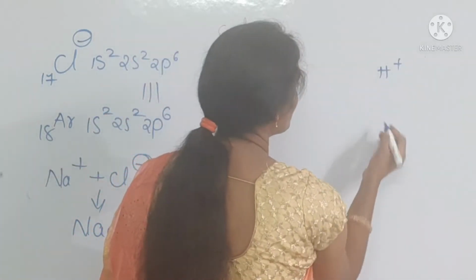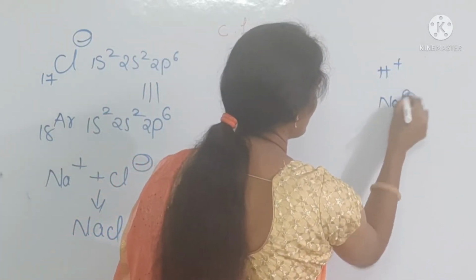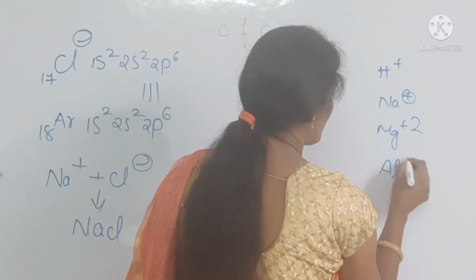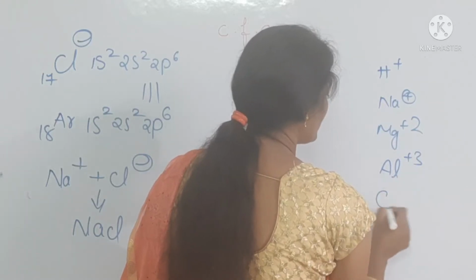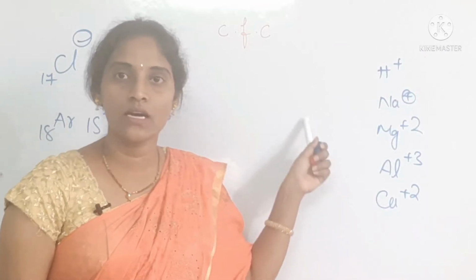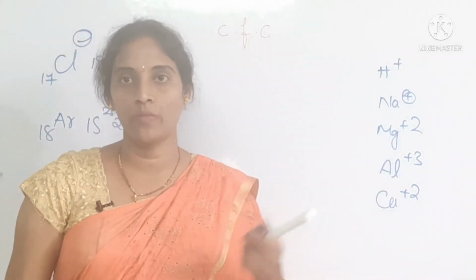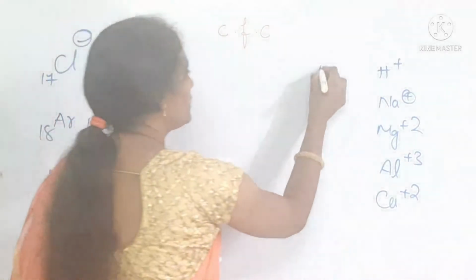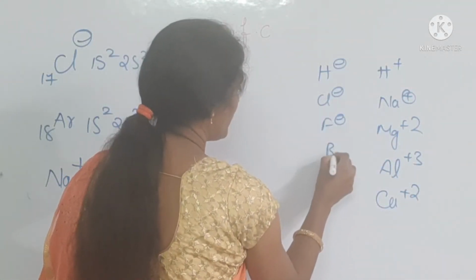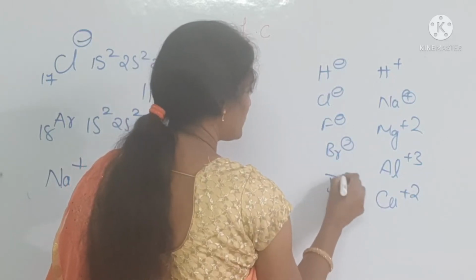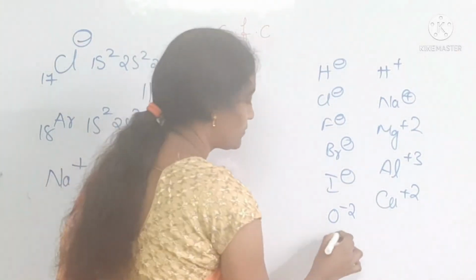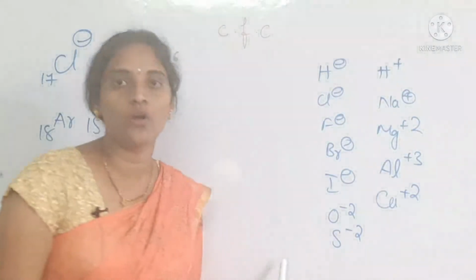H plus, Na plus, Mg plus 2, Al plus 3, Ca plus 2. These are all the cations, students, the metal ions. Hydrogen acts as both metal as well as non-metal. Here H minus, Cl minus, F minus, Br minus, I minus, O minus 2, oxide, S minus 2, sulfide. These are all the non-metal ions.